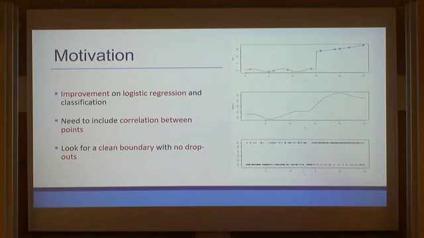As you can see down here, when you draw from a Bernoulli distribution, you get a lot of cases where you get a misclassification, which we're calling dropouts. So basically the idea is I want to put some correlation in so that points that are close together are more likely to be in the same region, and then we end up with a clean boundary cutoff between regions.